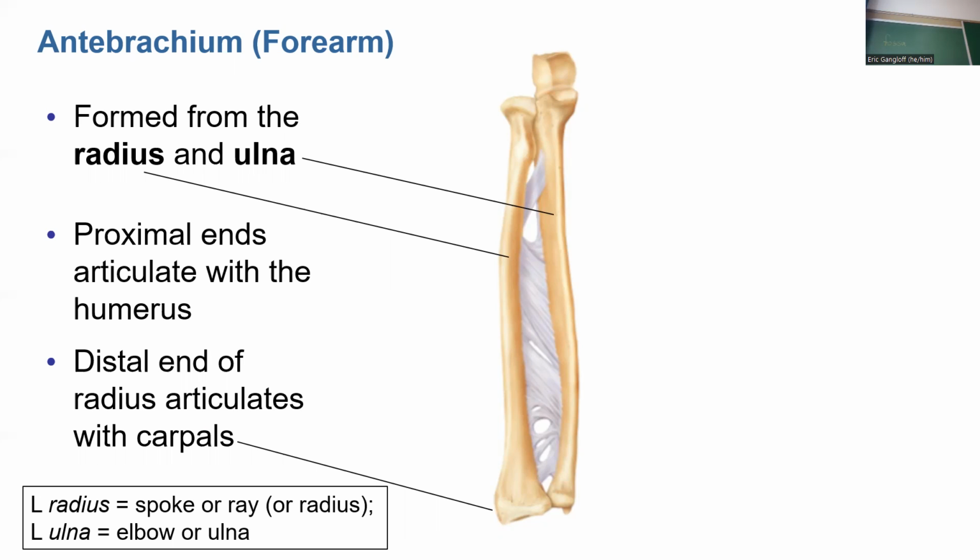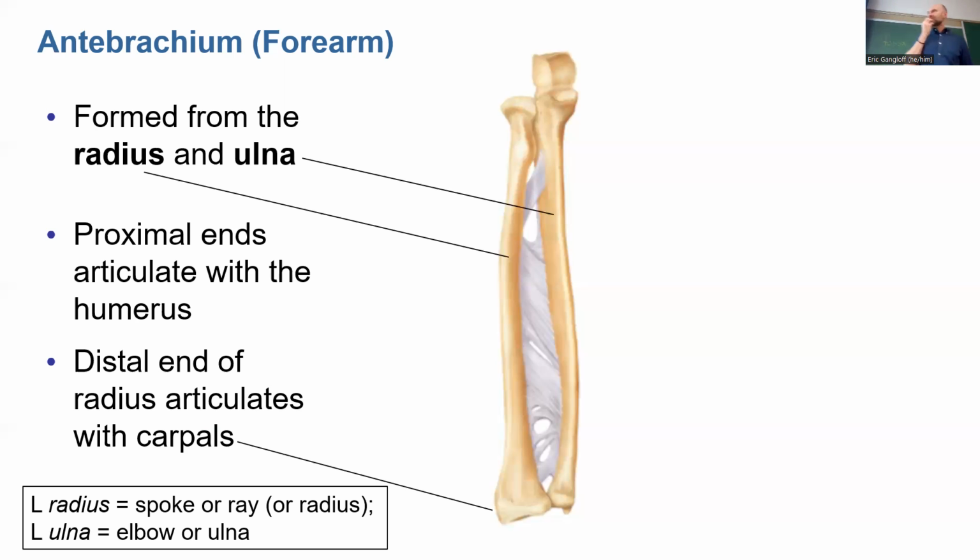Notice in the anatomical position, these bones are parallel, right? They don't cross over, and that's going to change when we rotate our arm, and I'll show you what that looks like in a second. Now, these two bones articulate on their proximal end. They articulate with the humerus, which is up there, and on the distal end, they articulate with the carpals, or the bones of the wrist.